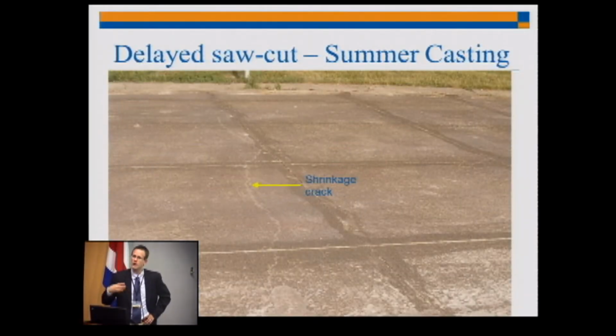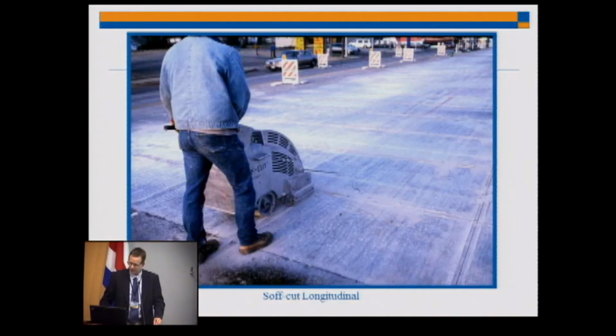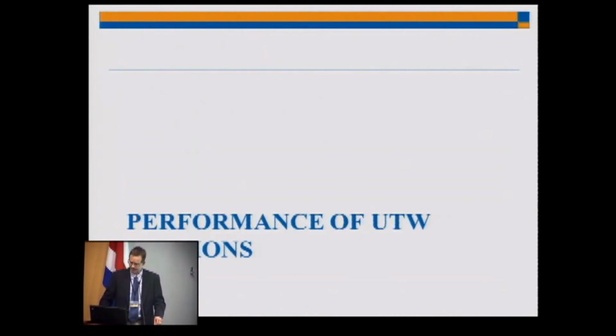If you don't cut quick enough, this is an example of what happens. You get a shrinkage crack. So cutting is very important. And you have a lot of joints, so you have to cut early and have enough saws. That's another thing you learn over time. This is a soft cut early entry saw, a more high capacity one.